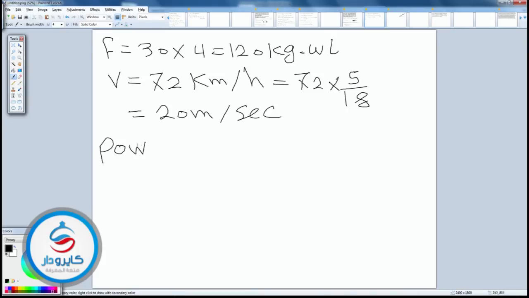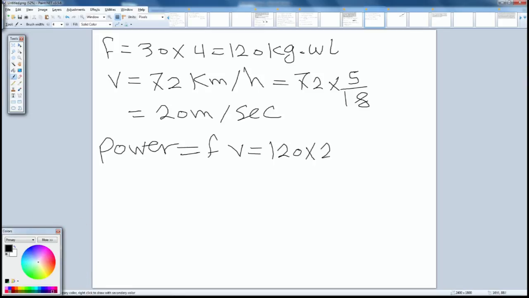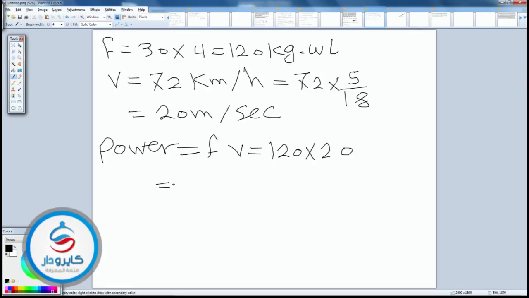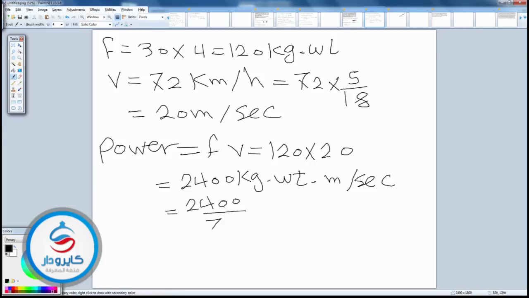Power equals FV equals 120 by 20 equals 2400 kilogram dot weight dot meter per second equals 2400 over 75 equals 32 horses.